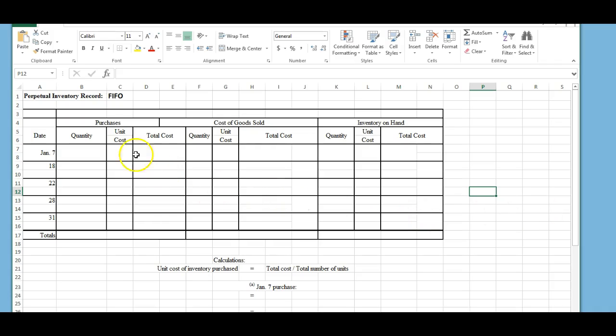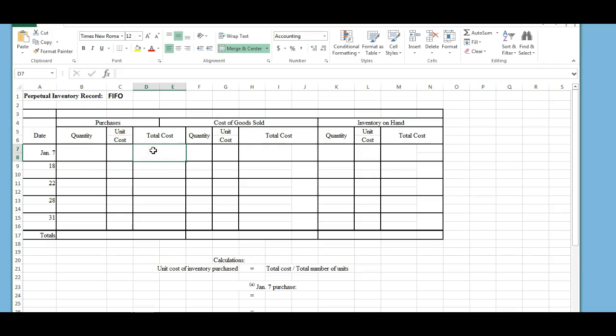Again, you have the same type of thing where you're going to have your purchases, listing your quantity, your unit cost, and your total cost; your cost of goods sold, quantity, unit cost, and total cost; and then your inventory on hand, quantity, unit cost, and total cost. Now you might be asking, what is our inventory on hand? We're starting with 0. So our first inventory on hand is going to come about as a result of the purchase of 50 units on January 7th.